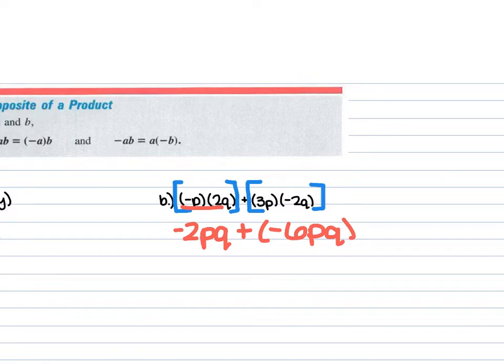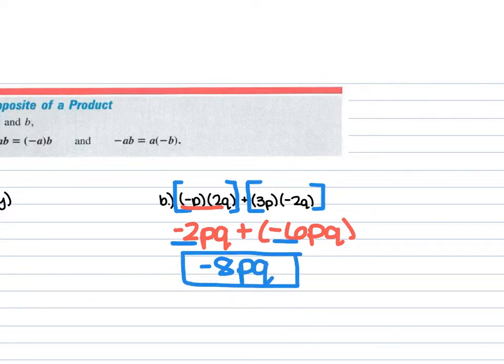So we look, do we have like terms? Yes, both of them have pq attached to them. So add the negative 2 and the negative 6. Remember last week when we went over this, the two negatives, when you're adding them, keep the sign and add the numbers. So it's going to give us a negative 8 and keep the pq attached to it. So negative 8pq is our answer.